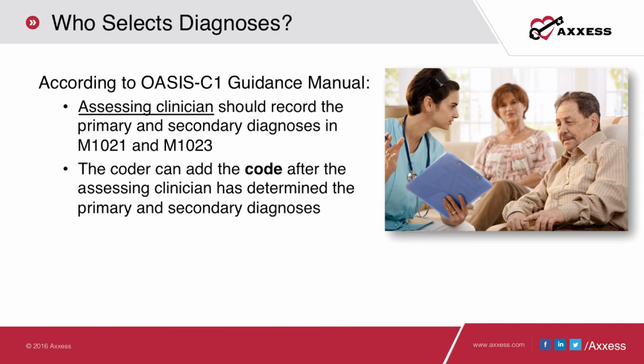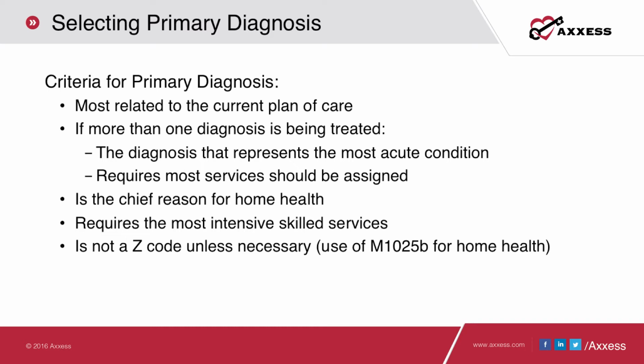after that assessing clinician has determined the primary and secondary diagnoses. The criteria for the primary diagnosis should be that diagnosis that's most related to the current plan of care, and if more than one diagnosis is being treated, as it usually is in home health, right? The diagnosis that represents the most acute condition or requires the most services should be assigned in the primary diagnosis position. In other words, this diagnosis is the chief reason for home health, it requires the most intensive skilled services, and it's not a Z code unless absolutely necessary.